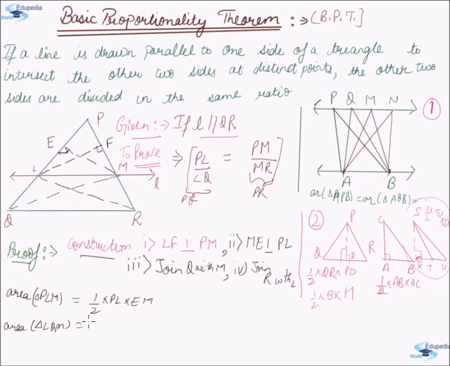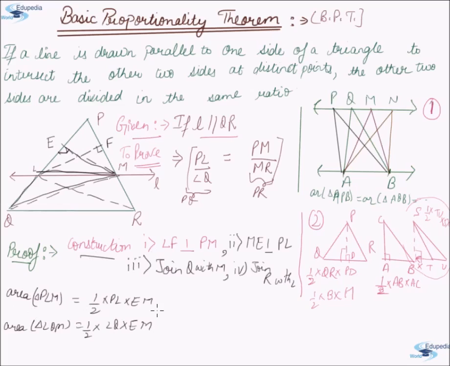So it will be half into base, let the base be QL or LQ, into perpendicular. This triangle assumes the shape of an obtuse triangle, so the perpendicular for triangle LQM will be EM, because EM is the perpendicular on the extended side of QL, that is QP. So again the perpendicular will be EM. We have proved here that the perpendicular can be outside the triangle also.